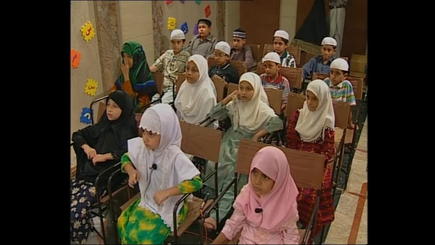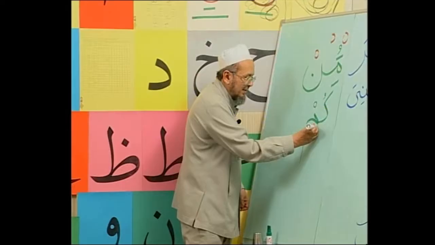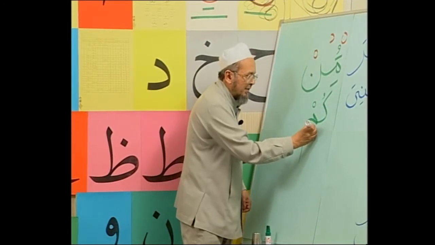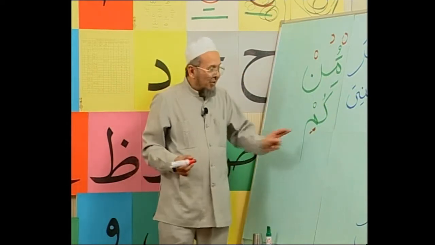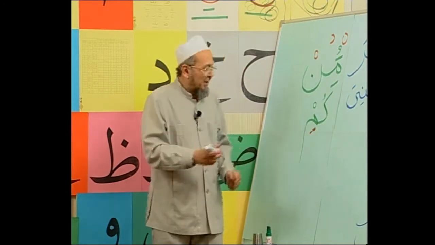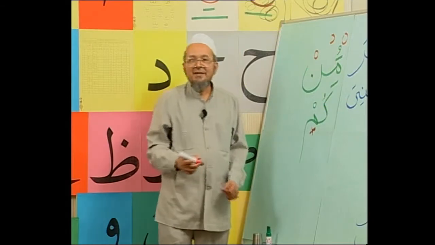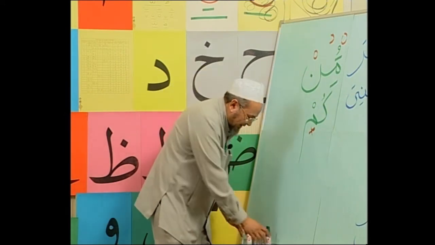But suppose if we put any haraka on this ma, then ma will become what? Mobile, mobile. Now, for example, if I put kasra here, it becomes what? Kume. Why kume? Because ma has become mobile. But if I remove this kasra, then it will become kum, kum, kum. Good.